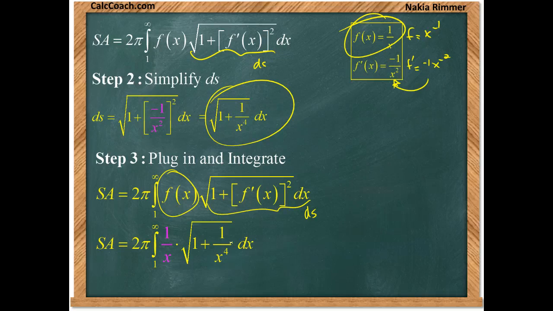And this is a difficult integral to actually calculate. We'd have to do a u substitution, maybe a trig substitution after that. And so instead what we're going to do though is show that it's divergent.